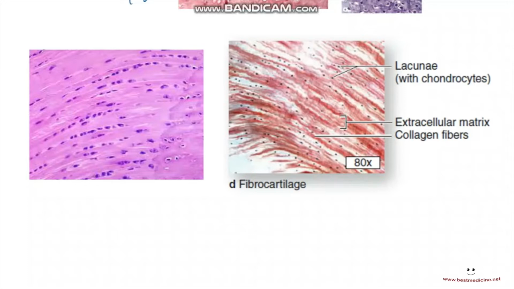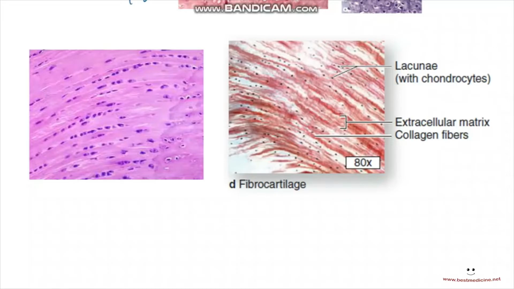Another place where it's present is the intervertebral disc, okay? So the intervertebral disc also contains the fibrocartilage. Which part of the intervertebral disc do you think contains the fibrocartilage? Is it the nucleus pulposus or the annulus fibrosus? It is the annulus fibrosus, which contains the fibrocartilage.